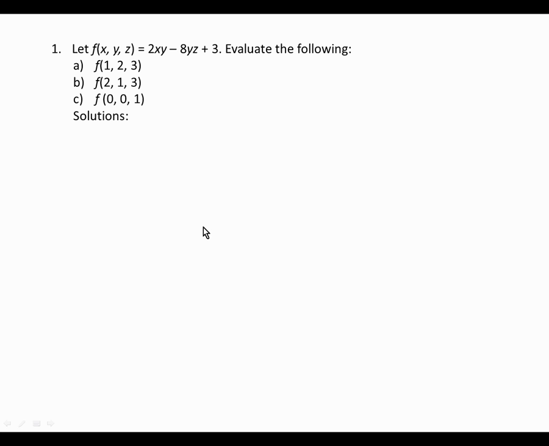So our solutions here. f of 1, 2, 3. So x is 1, y is 2, z is 3. So 2 times 1 times 2, minus 8 times 2 times 3, plus 3. Now, if you wanted to do this on your calculator, you can, but the numbers aren't too hideous. So that's 4 minus 48 plus 3. So I get negative 44 plus 3, I get negative 41. So f of 1, 2, 3 is negative 41.